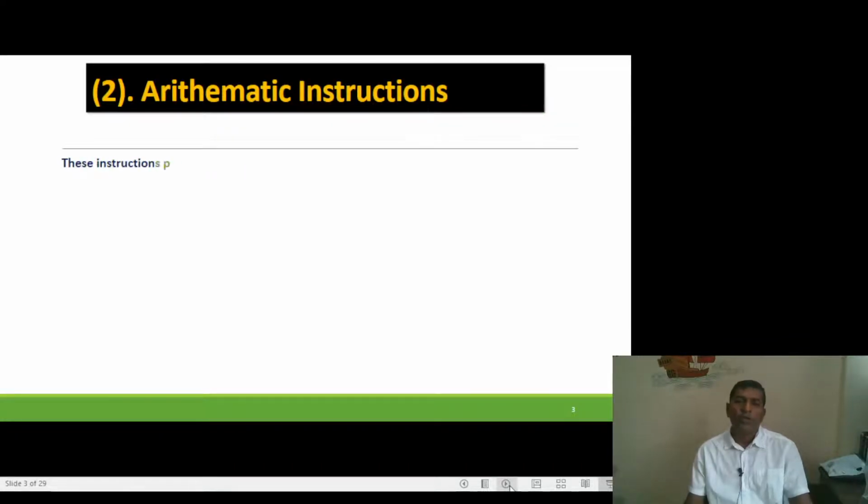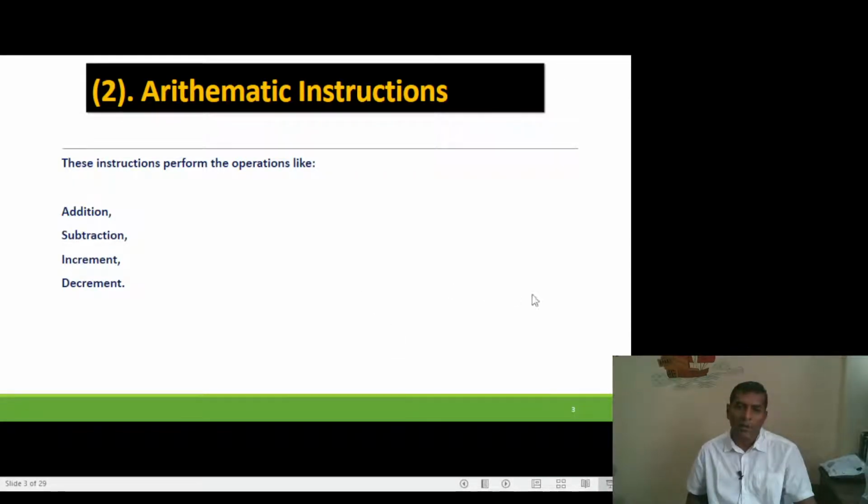Today we will discuss arithmetic instructions. In this we will be discussing addition, subtraction, increment, and decrement kinds of instructions.